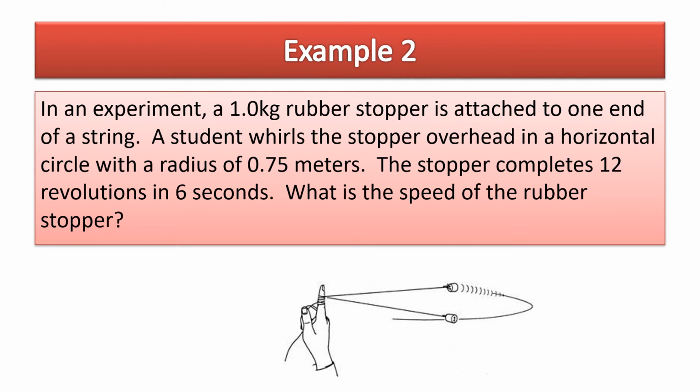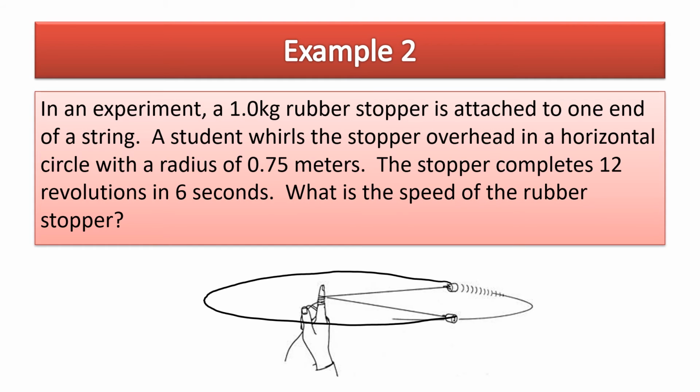All right, example number 2. It says, in an experiment, a 1 kilogram rubber stopper is attached to one end of a string. A student whirls the stopper overhead in a horizontal circle with a radius of 0.75 meters. The stopper completes 12 revolutions in 6 seconds. What is the speed of the rubber stopper? It seems like a weird thing to be doing, right? But this is actually a classic physics lab where you can calculate not only the tangential velocity, but we'll talk about the centripetal acceleration and the centripetal force that acts along the string. I remember doing this lab, and hopefully you get a chance to do it in the classroom.